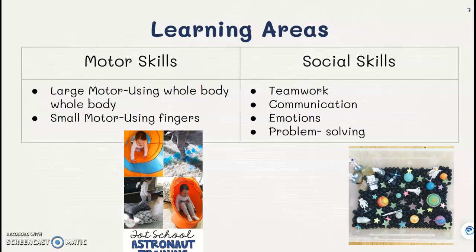Oftentimes preschoolers have only a few playmates, maybe a sibling or a parent. And so we do need to actually teach them how to work with their peers. So we want to give them opportunities to do things like teamwork. So maybe they're using that sensory box at the bottom there to help role play and free the astronauts from the moon sand with a partner. They might need to talk or communicate to put a puzzle together as a team.